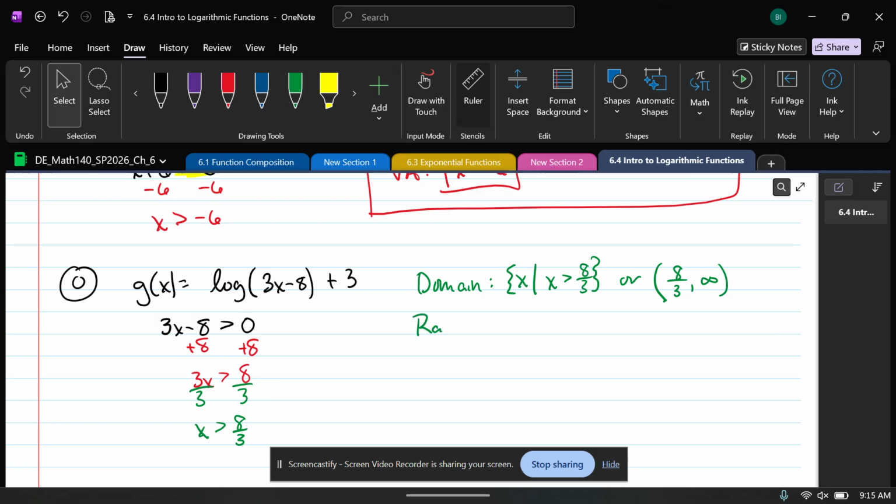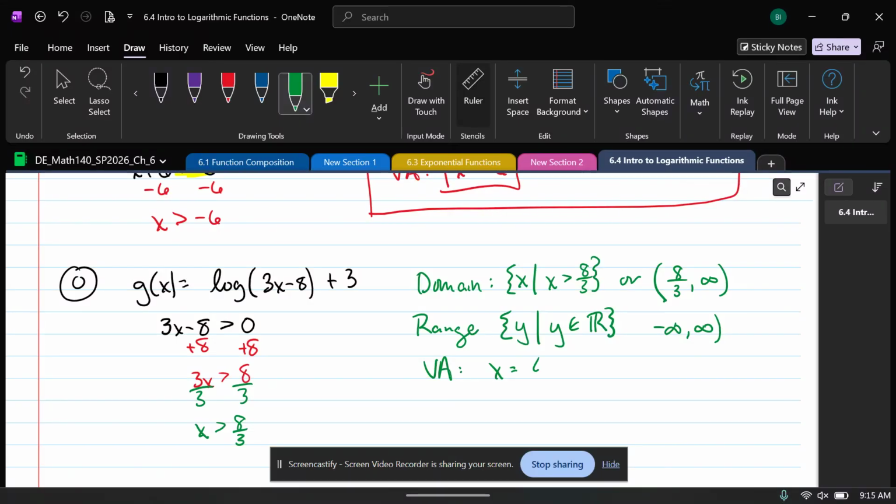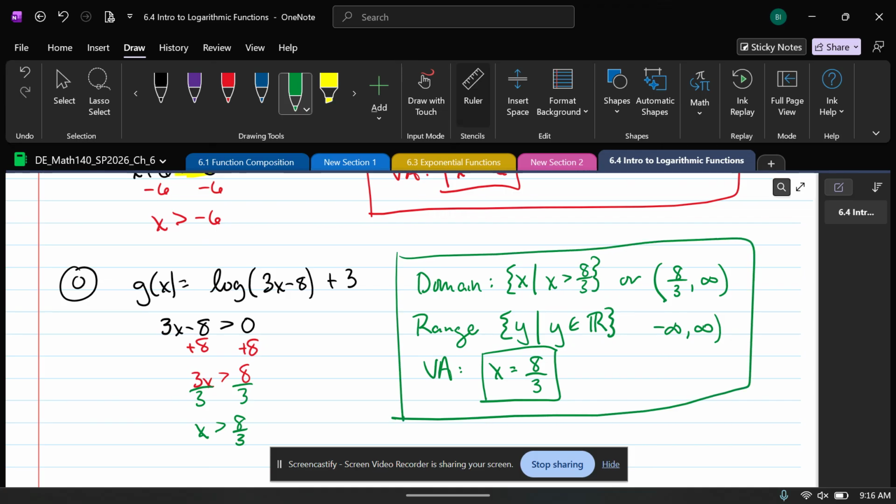What's our range? Yeah, so negative infinity to positive infinity. Writing that in set notation, y is an element of the real numbers. What is our vertical asymptote? 8/3. x equals 8/3. It has to be an equation. If it's not an equation, it's not right. I will not accept 8/3 as a vertical asymptote. It has to be x equals 8/3 because a vertical asymptote is an equation of a line.